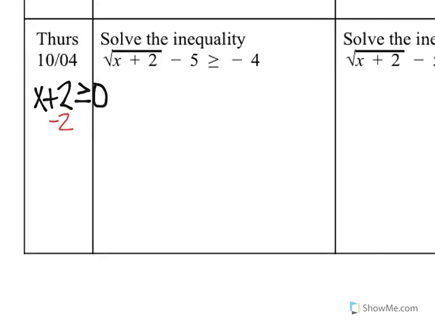So if we subtract 2 from both sides here, then we get x has to be greater than or equal to negative 2. So this is one of our boundaries. This is our minimum boundary.